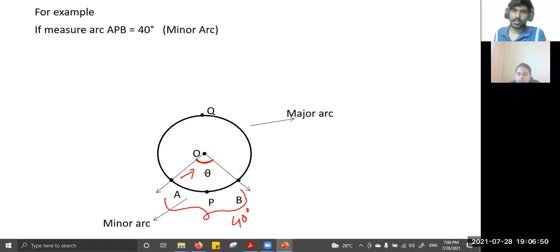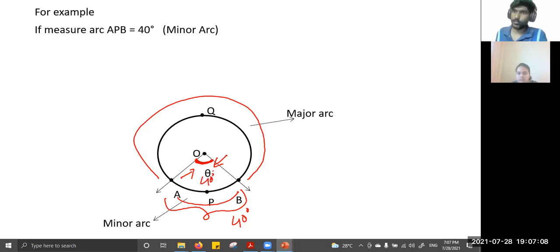Yes. 360 minus 40. No, that you're telling me is the major arc. I asked for the central angle. If this arc is 40 degree, what will be the central angle? Measure of this one. 40. Yes, correct. Why 40? Because the measure of the central angle and the arc in front of it is the same. Okay, so this is 40 degree.